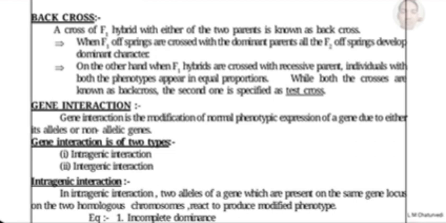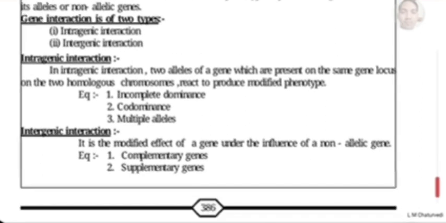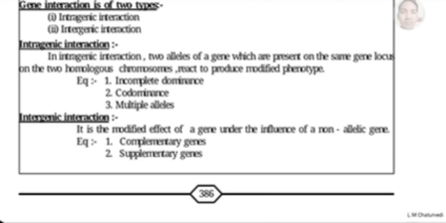Next topic is gene interaction. Gene interaction is modification of normal phenotype expression of a gene due to either its allele or non-allele genes. There are two types of gene interaction: intragenic interaction and intergenic interaction. In intragenic interaction, we have seen the following aspects: incomplete dominance, codominance, and multiple alleles. And in intergenic interaction, we have seen supplementary gene and complementary gene.